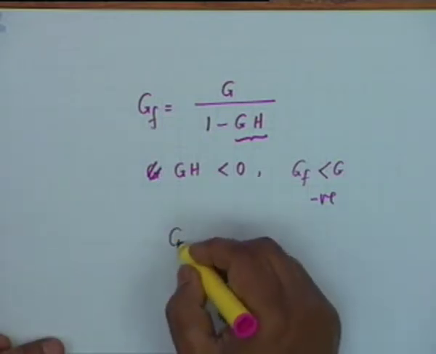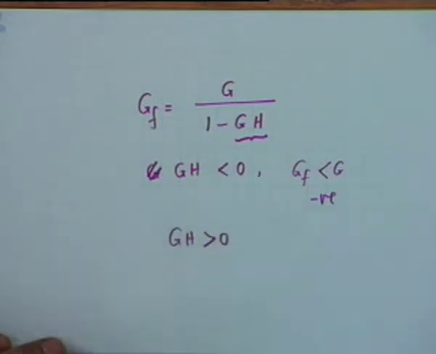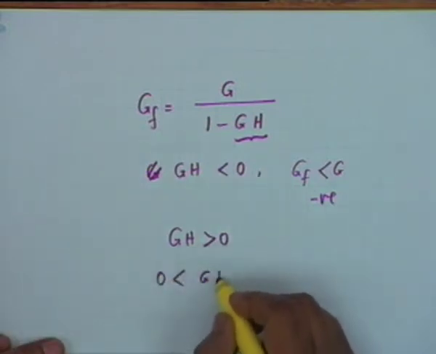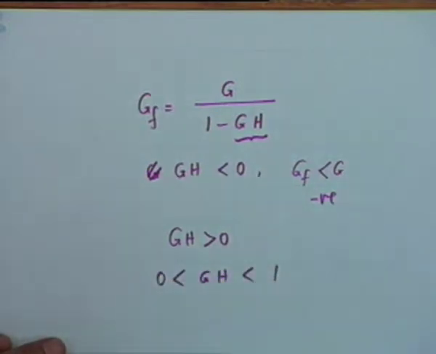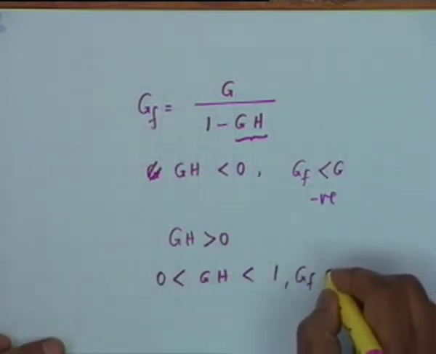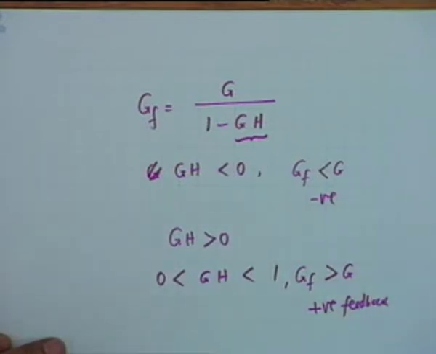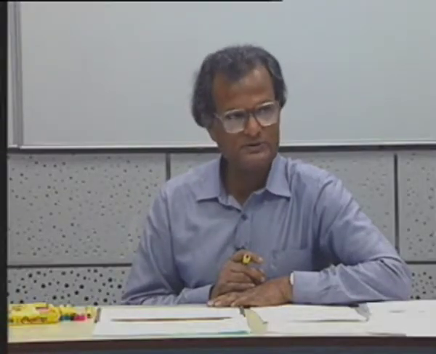On the other hand, if GH is greater than 0, and let us say less than 1, then Gf obviously is greater than G, and the feedback is positive feedback. So, feedback can be positive or negative. Do we use positive feedback? Yes, we do use. We use negative feedback also.